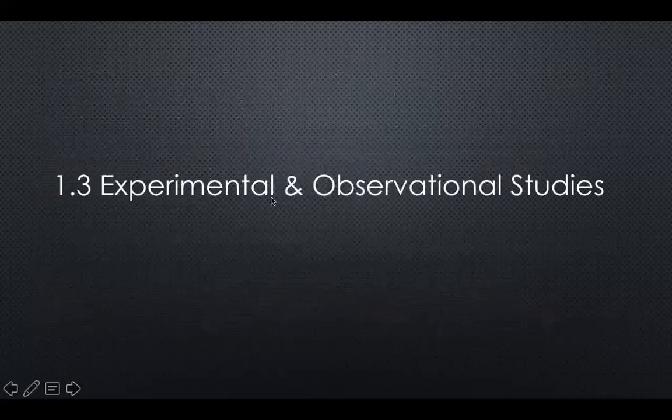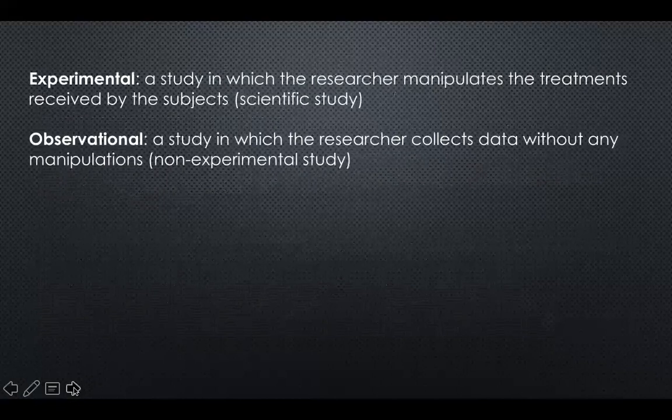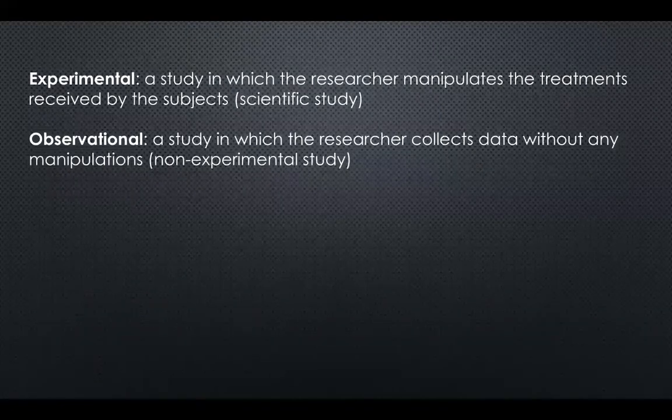So, experimental and observational studies. These can be confused easily, but there are a few points in each definition that you'll want to take note of. An experimental study is a study in which the researcher manipulates the treatments received by the subjects. This is also known as a scientific study. But here you want to note that they're manipulated.